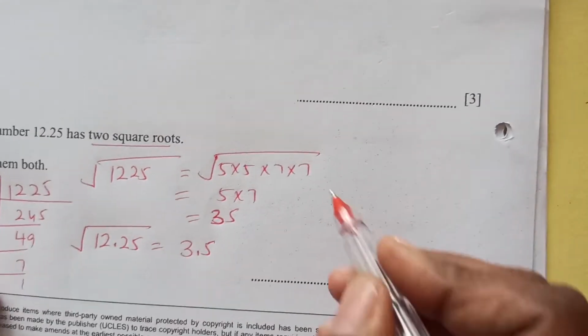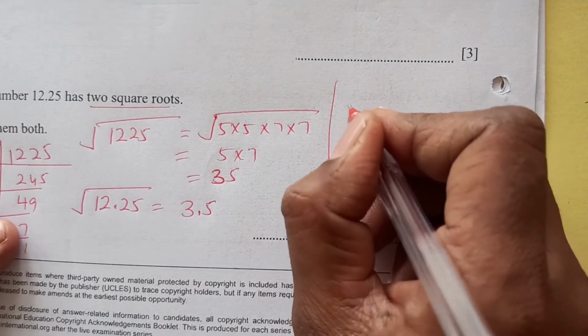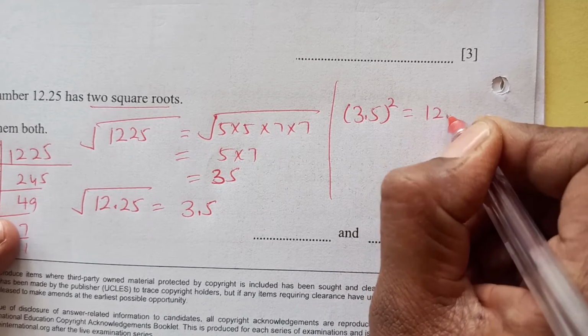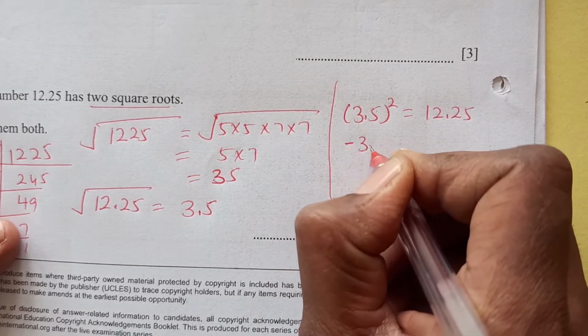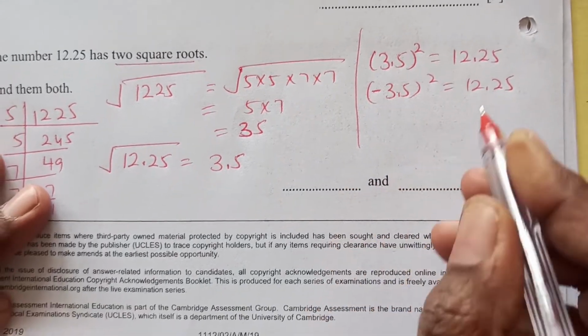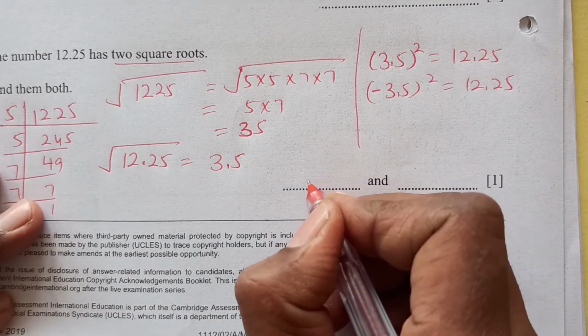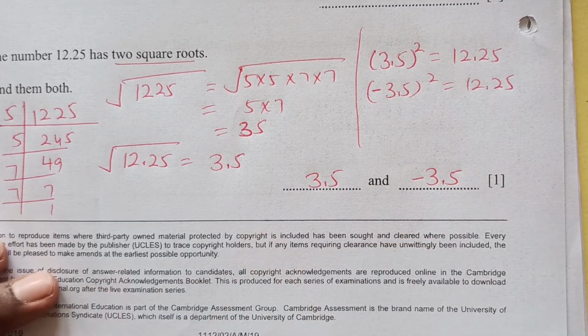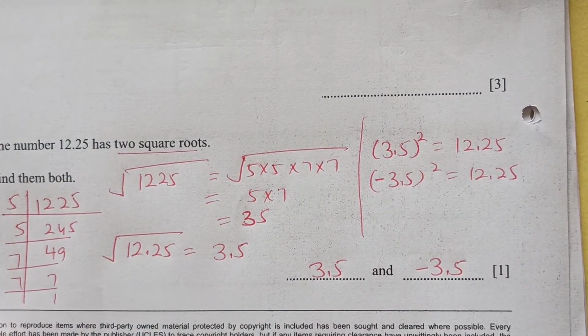But now, you know, there are two answers. 3.5 squared will be 12.25, and minus 3.5 squared will also be 12.25. So we will have two answers for this square root, which are 3.5 and negative 3.5. Okay, I hope you guys understood.